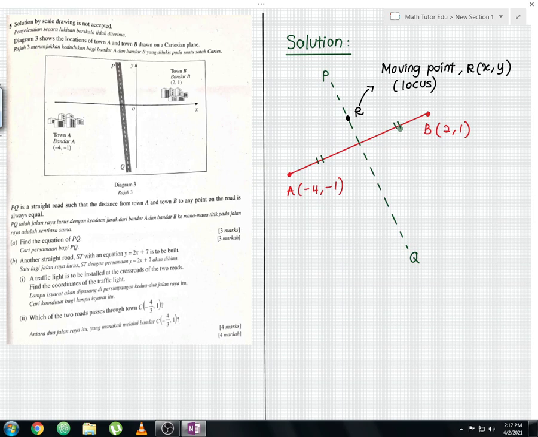So for the question part A, we are going to apply the equation of locus concept, which is the perpendicular bisector. From here, we can form this equation such that the distance of RA is equal to the distance of RB. So from here we're going to come up with our working. Please follow along with me, guys.